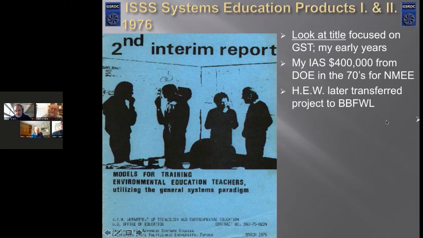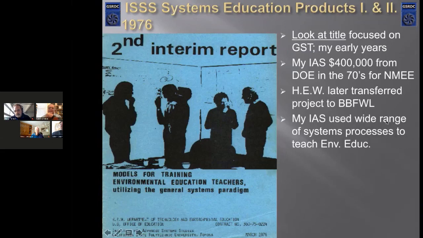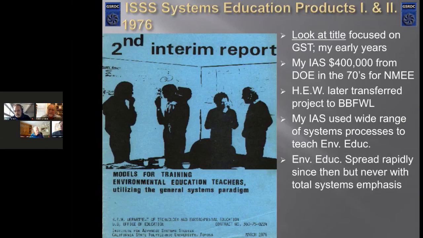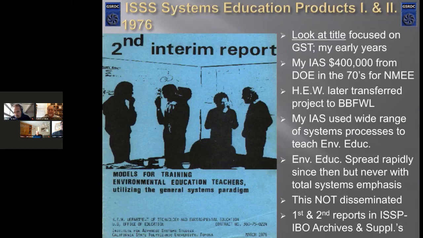And so HEW transferred the project to Bela Banathy's Far West Laboratory. Bela Banathy was the president and managing director of ISSS before I was. My Institute for Advanced Systems Studies used a wide range of systems processes to teach environmental education. That was what we convinced them of to get the $400,000 to begin with. Now, environmental education is really important nowadays because of climate change and our environmental regulations. It has spread rapidly since then, but never with the total systems emphasis that we advocated. So this has not been disseminated.